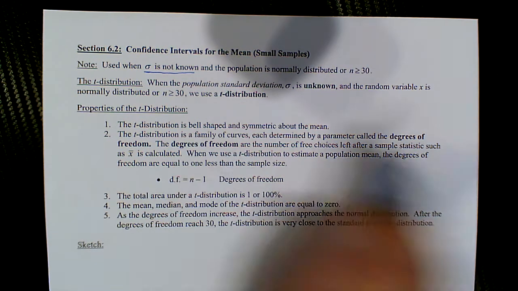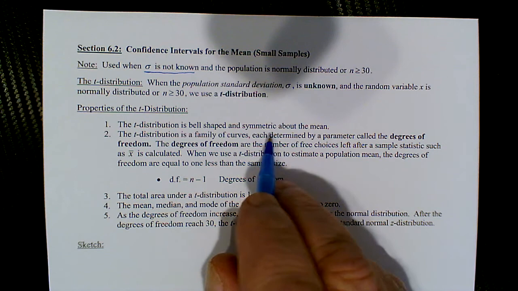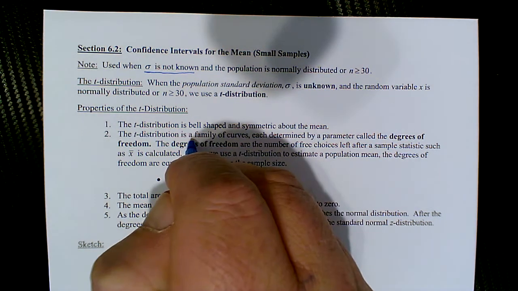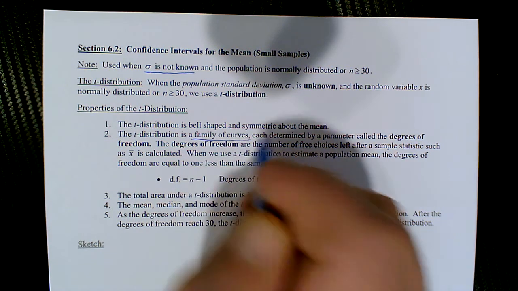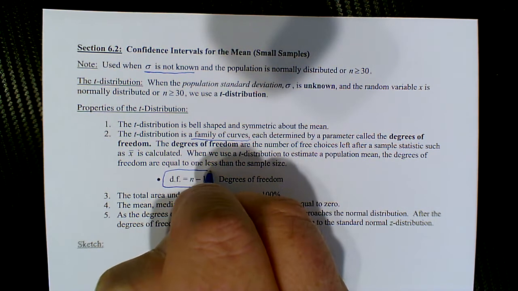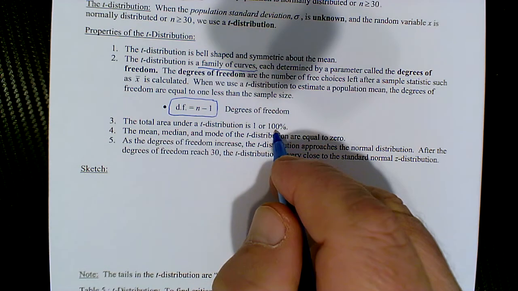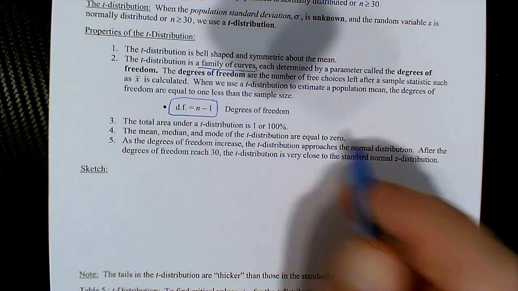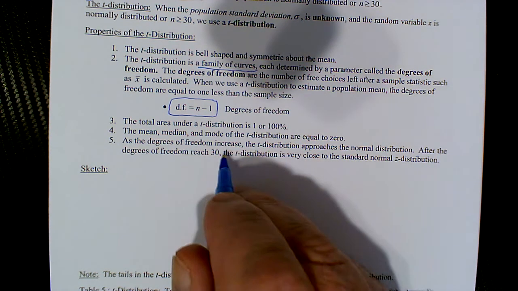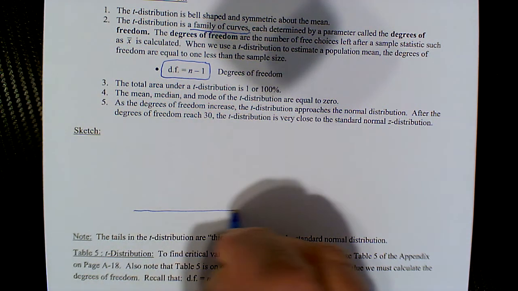And the properties of the t-distribution, well, it's similar to the z distribution in many ways. It's bell-shaped, symmetrical about the mean, but it's a family of curves. And it has what we call degrees of freedom, which are denoted by this formula, just simply n minus 1. Similar to z, the total area is 1 or 100%, mean, median, and mode are equal to 0, just like z. And as degrees of freedom increase, the t-distribution approaches the normal distribution.